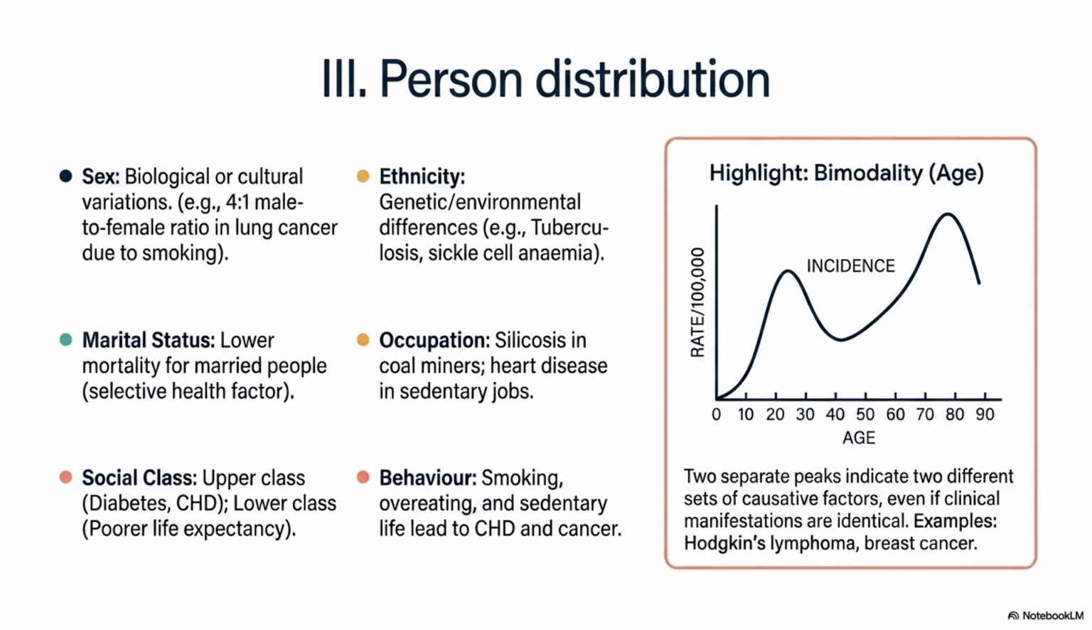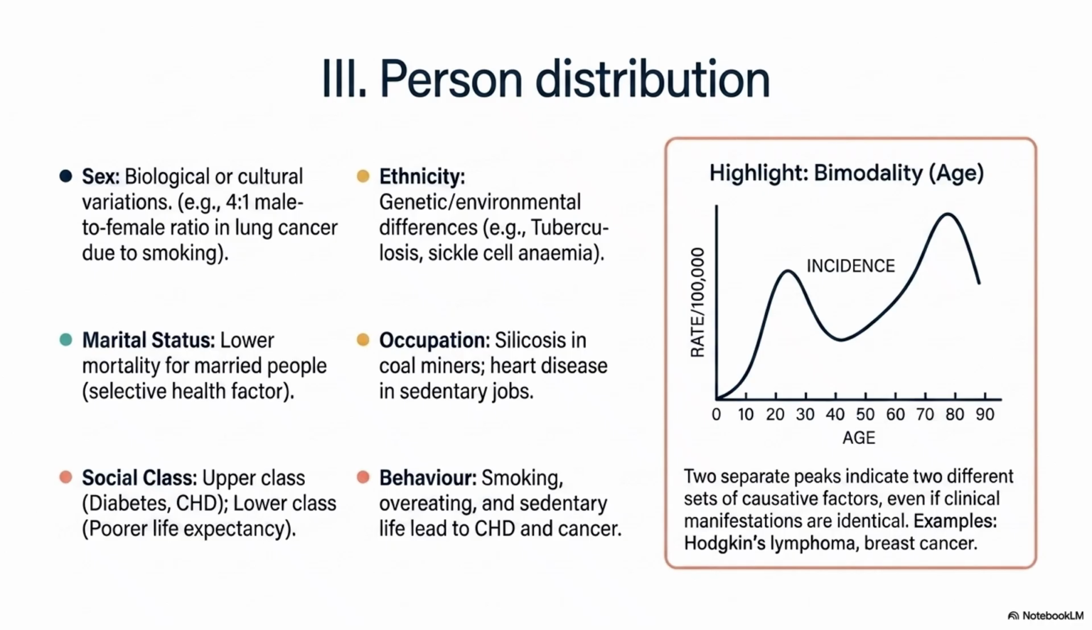And ethnicity. Ethnicity means differences because of genetic or environmental factors. So with tuberculosis and sickle cell anemia, because of genetic predisposition, some persons are at more risk. For example, sickle cell anemia is common in particular tribes or particular ethnic groups. That is because of genetic mutations which are carried through generations.